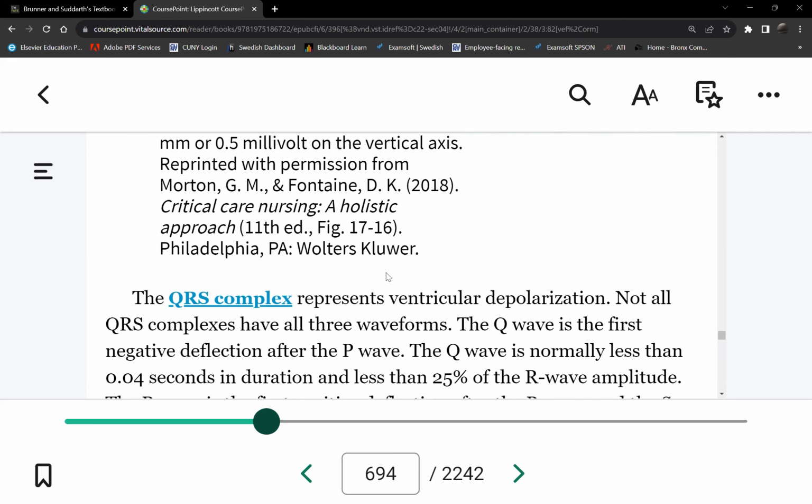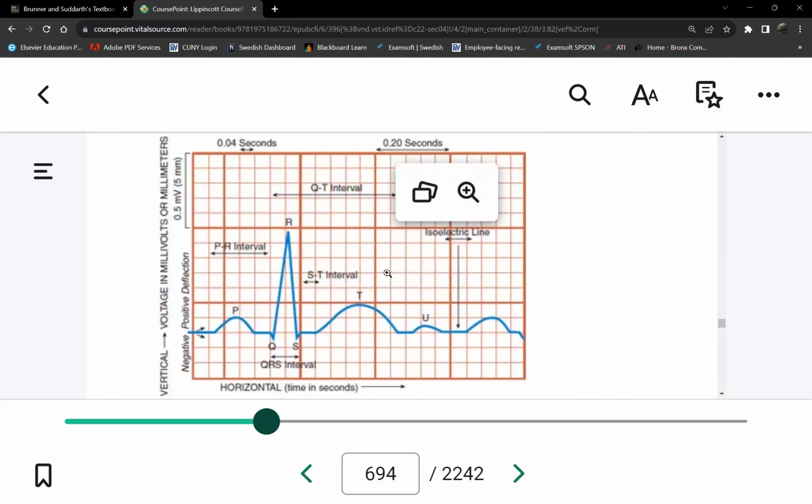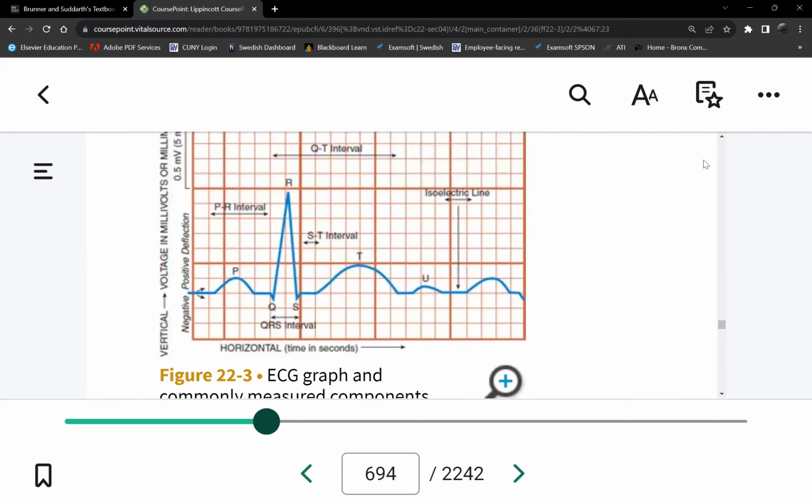Okay, so long story short, QRS represents what? Ventricular depolarization. And how long should it be? Less than 0.12. Meaning how many small boxes is that? Less than 3, or 3 or less. No longer than 0.12. What if it is longer than 0.12?